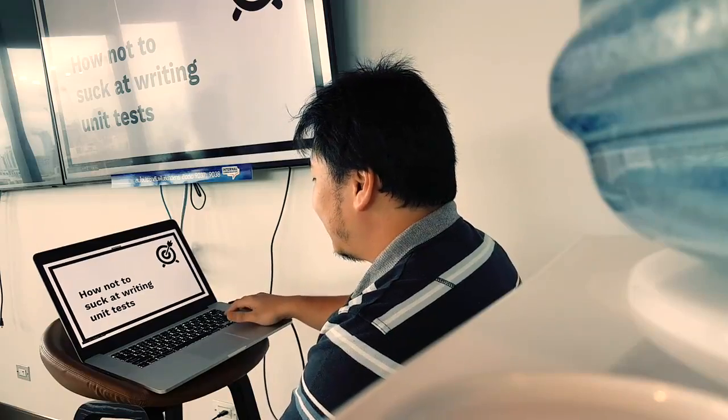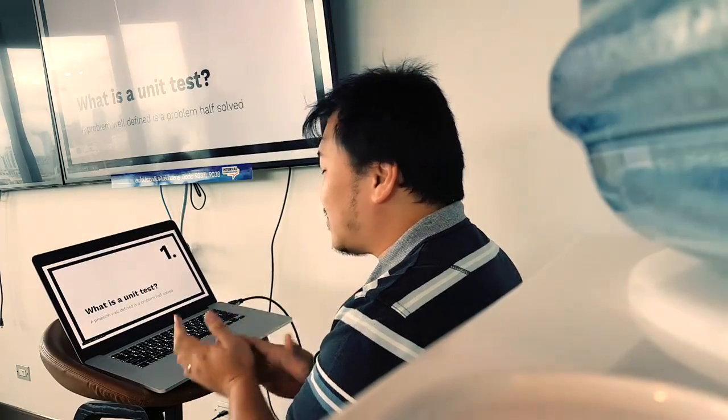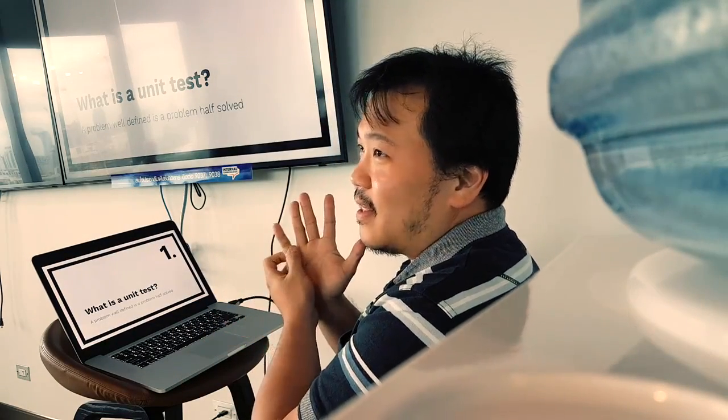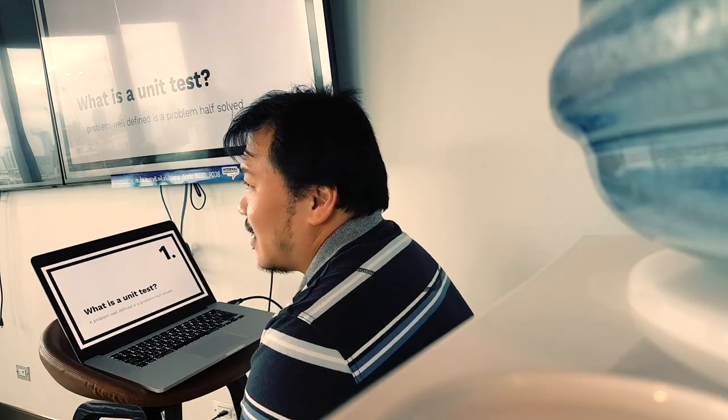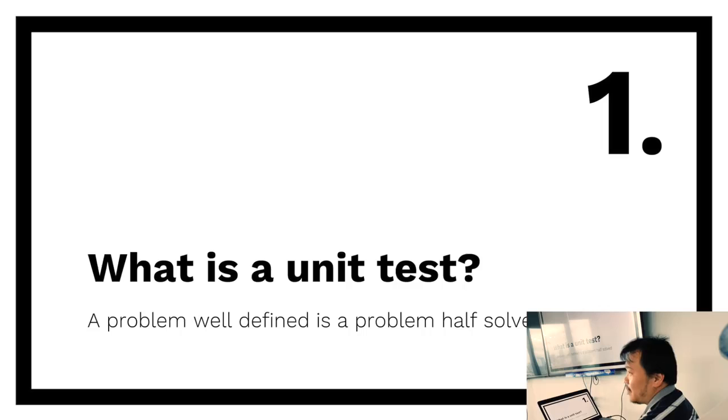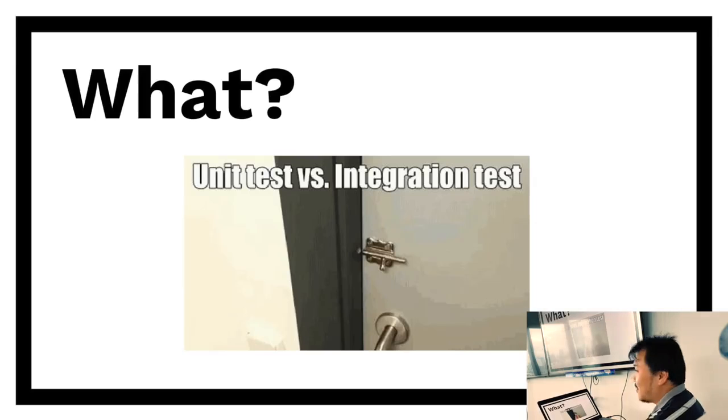Okay, got it. So that's just one bit of the things that you probably want to avoid in running unit tests. But let's start with what is a unit test? Because before we can write unit tests, we need to understand what it is. A problem, well defined, is a problem half solved. Has anyone seen this before? Yes. Yes. No. Essentially, no.